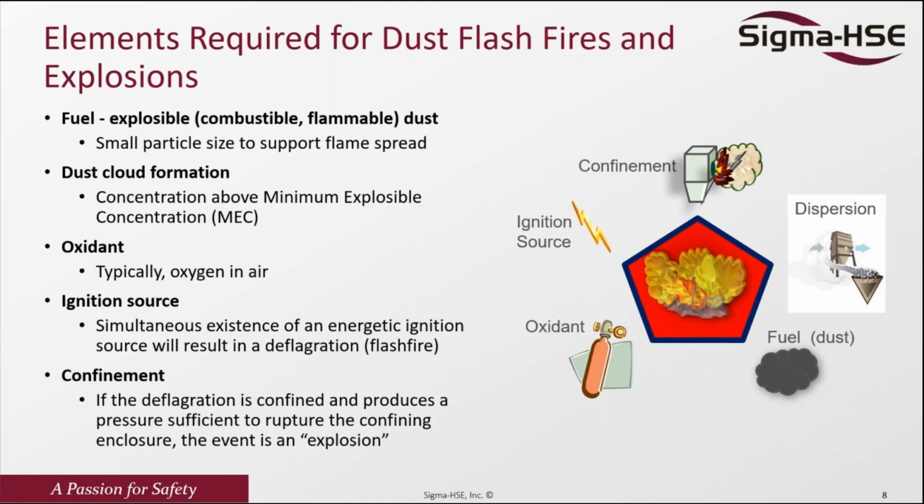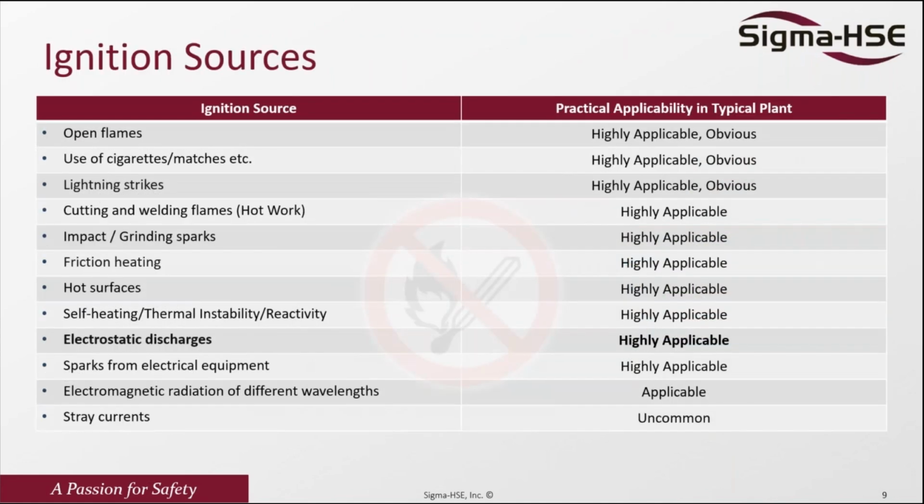So there are several ignition sources that are applicable in industry. And most of you, I think everybody in the industry, understand this. You have open flame, which is something obvious and highly applicable. We have the use of cigarettes, and somebody might think this is not common. How can somebody smoke in a flammable atmosphere area?